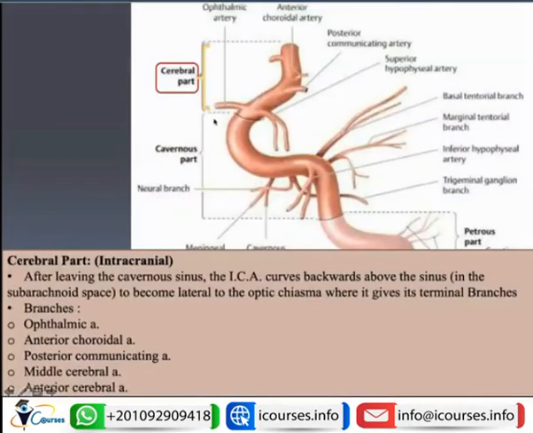The final part is after emerging from the cavernous sinus. It is called the cerebral part. So the cerebral part arises from the roof of the cavernous sinus and curves backward to become lateral to optic chiasma, as we will see later on. So after it becomes lateral to the optic chiasma, it divides into its terminal branches. So its terminal branches are the anterior cerebral artery and the middle cerebral artery, and it gives only another three arteries: the ophthalmic artery, anterior choroidal artery, and posterior communicating artery. And here we finish the journey of the internal carotid artery.